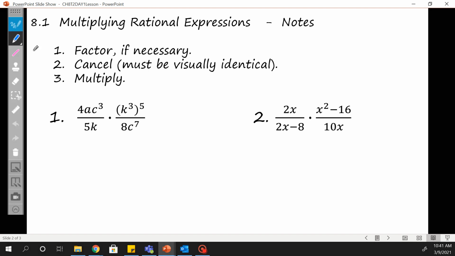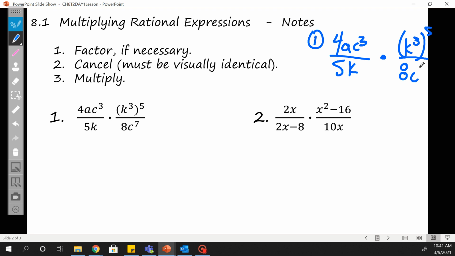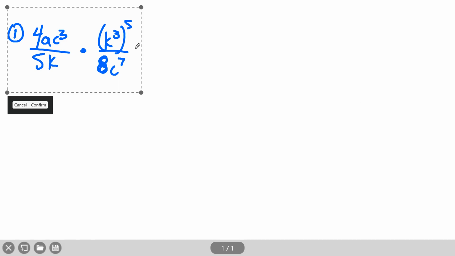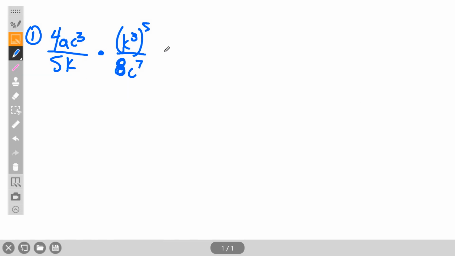Okay, so steps are the same. Factor, if necessary, cancel, and then multiply everything back together. So for number one, we have 4ac cubed over 5k times k cubed to the fifth power over 8c to the seventh. Okay, so multiplication in between them. So I'm going to factor all of these, all the numerators, all the denominators.